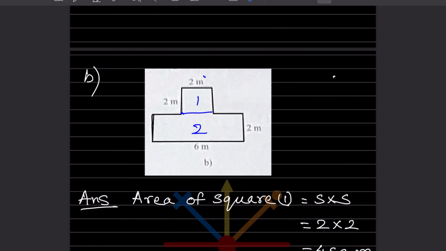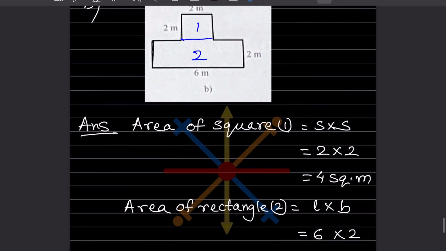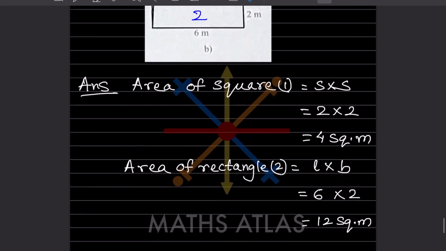And now what are you going to do for this second part? This is a rectangle. So what are you going to do? Area of rectangle. And what is it? This is 6 and this is 2. So 6 into 2, length is 6 and breadth is 2, that is 12.